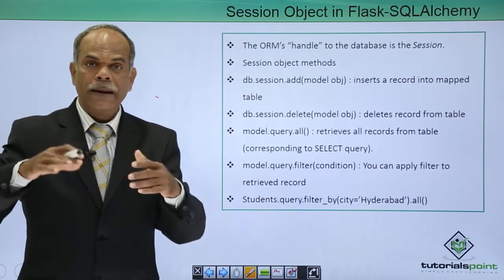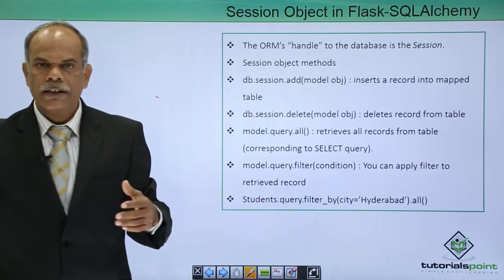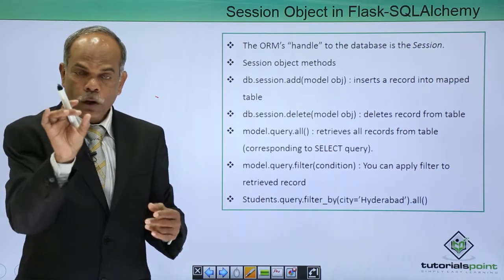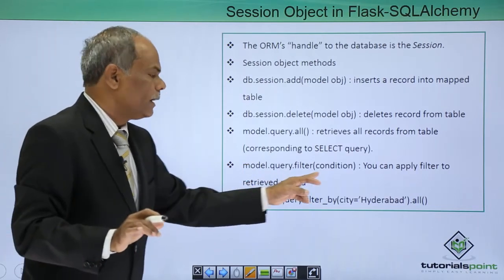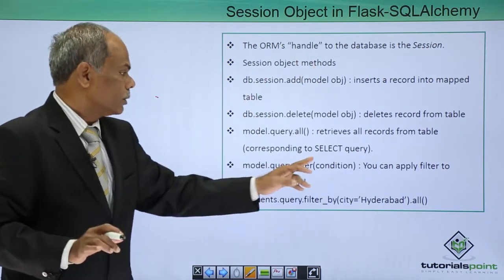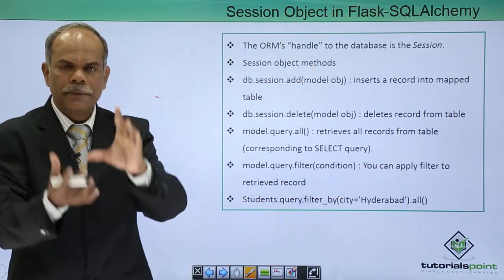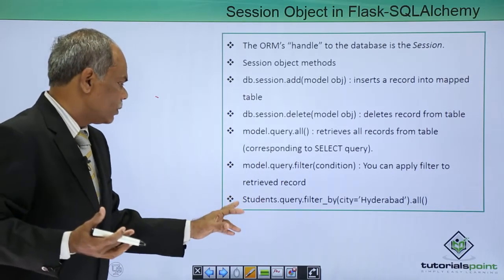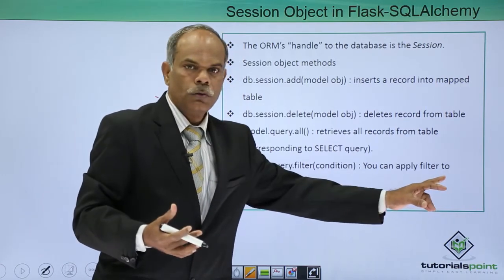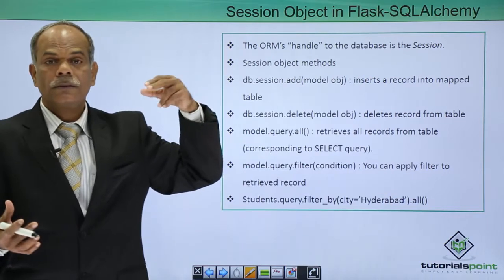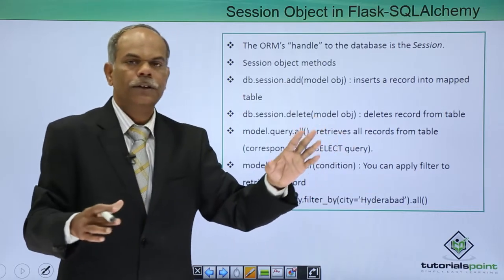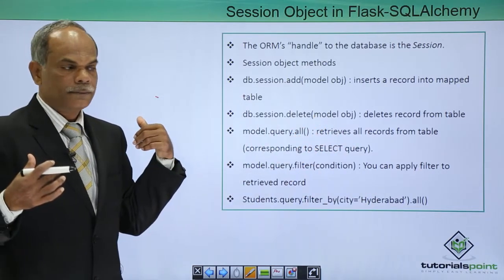Remember, in the select query there is a where clause: select star from students where marks are greater than something. If you want to apply a condition, you can use the filter option: Model.query.filter, whichever condition you want. You can apply a filter to the retrieved records, and only that many records will be retrieved. For example, Students.query.filter_by with the condition, then .all. From the retrieved records, only those in which city is equal to Hyderabad will be selected.